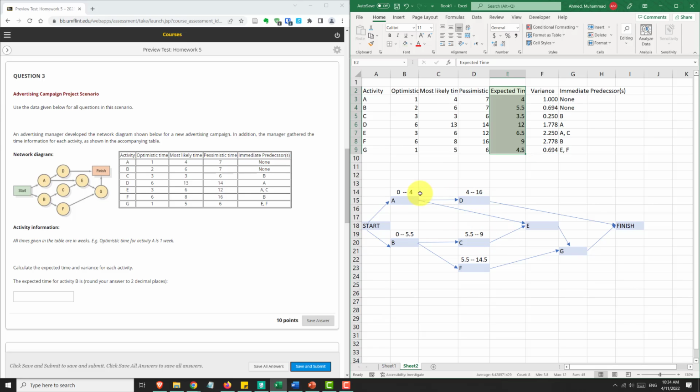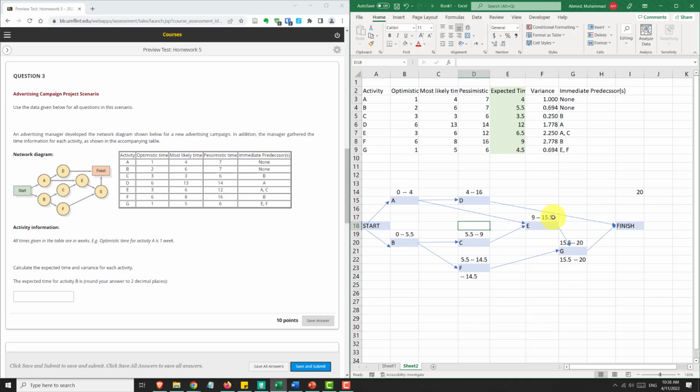Now that we have A and B, A and C have been marked, we can talk about E. So can E start at the end of week 4? No, because C is still going on. Both A and C need to be done for E to start. So we pick the higher of the two numbers.